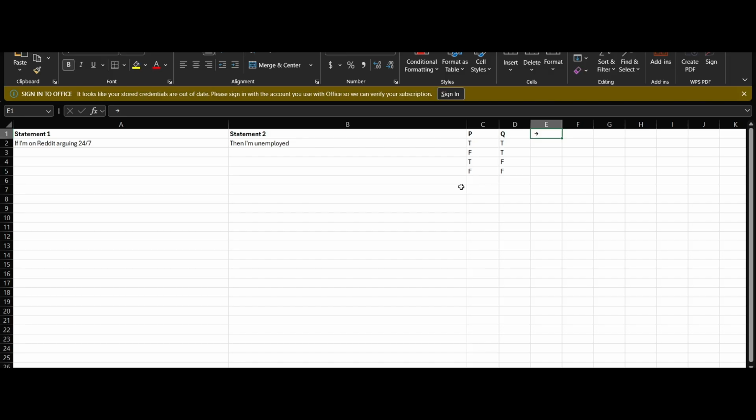So here's the statement that we're going to be starting with. Statement one: if I'm on Reddit arguing 24/7, then I'm unemployed. Okay, so let's say that you are on Reddit and you are arguing with random online strangers 24/7, and you are unemployed. Both statements are true. Then that means the conditional statement will be true as well.